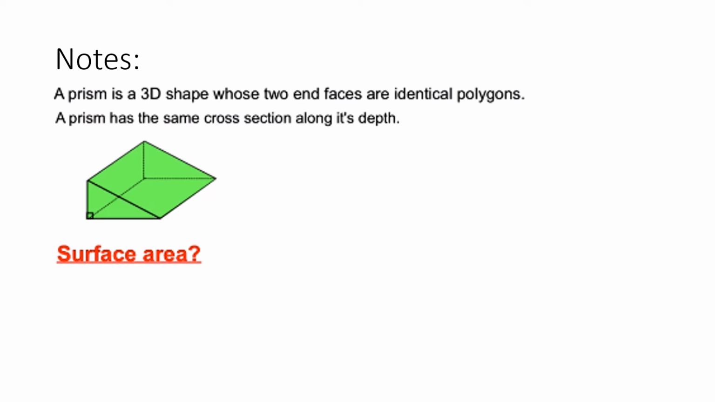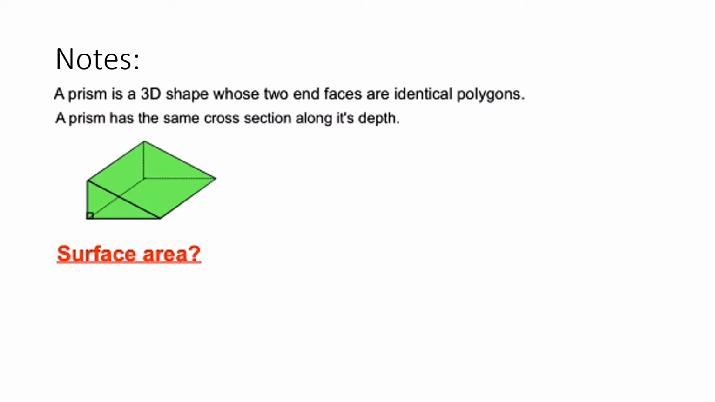Hi everyone, so today's lesson is on surface area of prisms. To get us started, let's have a think about what a prism is. A prism is a three-dimensional shape whose two end faces are identical polygons. Another way of thinking about it is it's got the same cross section all the way across.